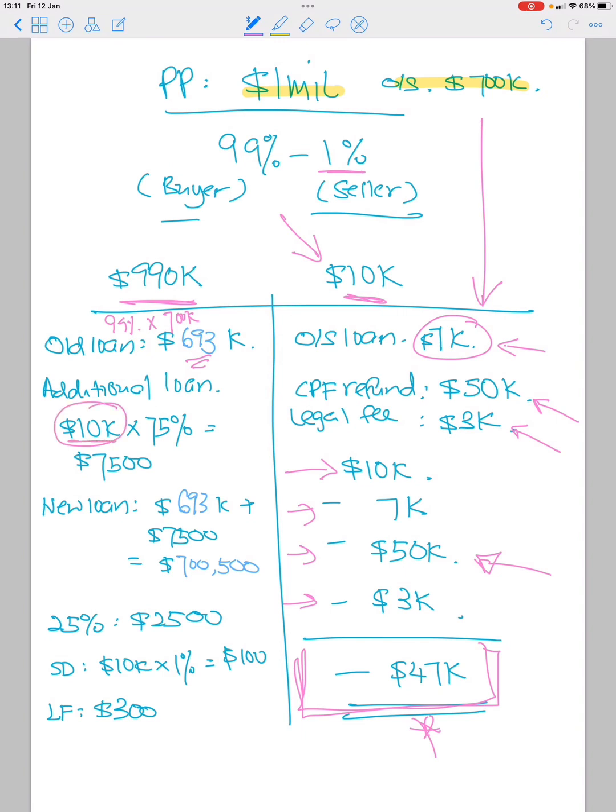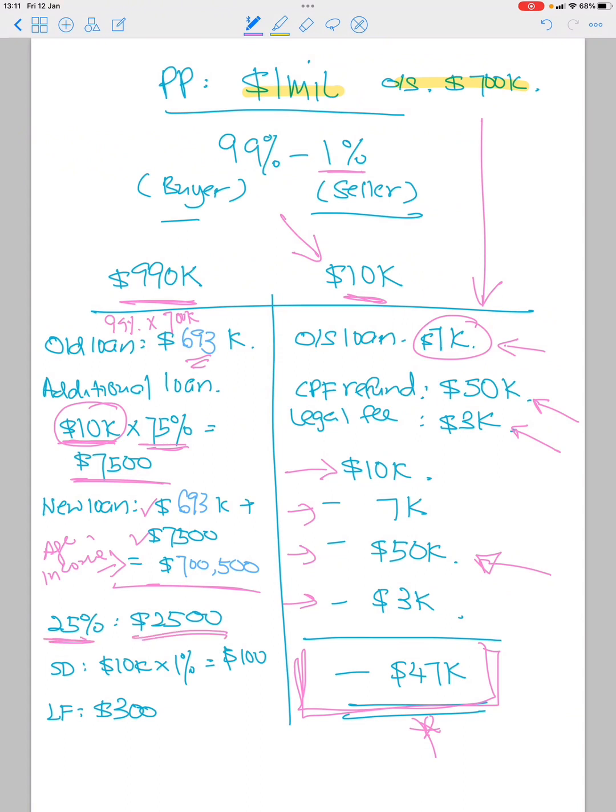He's buying over this 10K times the current LTV, which is 75% at this moment. The additional loan that this person can get is 7,500. So the new loan will be 693K plus 7,500, total $700,500. This one needs to check age and income. Since you are taking a loan, 25% can be cash or CPF.